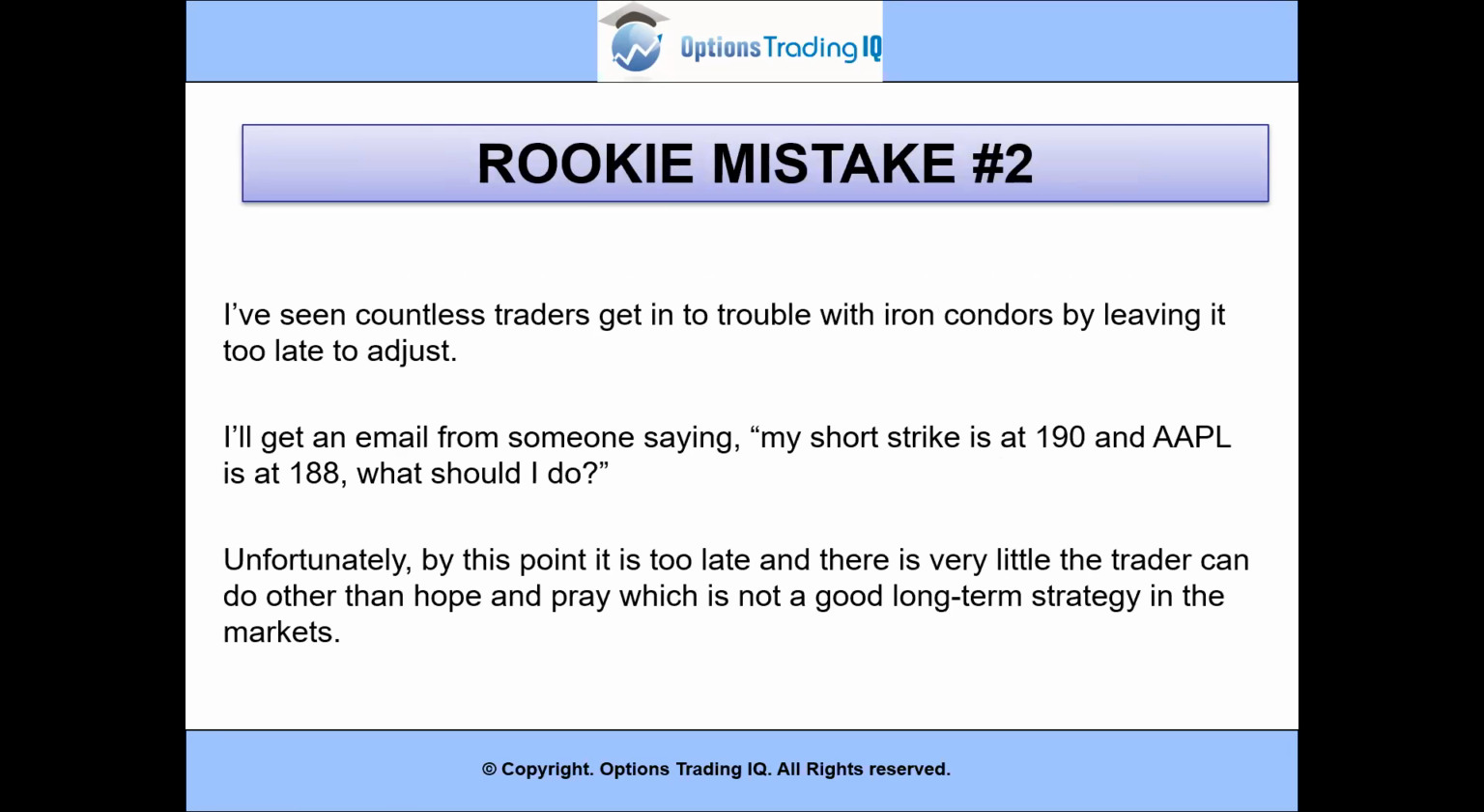But I kind of touched on this earlier. This is kind of a rookie mistake that I see a lot of people making. They get into trouble by leaving their condors too late to adjust. So I've had many emails saying, my short strike's at 190 and Apple's at 188. What should I do? And at that point, it's kind of too late. You've got to really do something about it before then, other than hoping and praying, which is not a good long-term strategy, right?